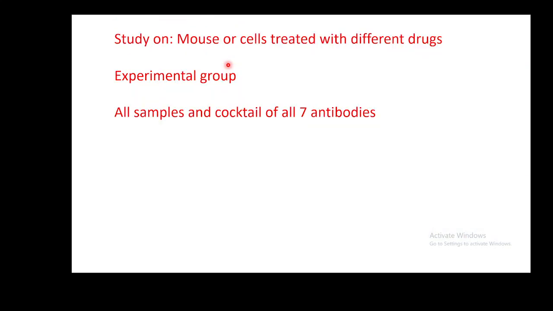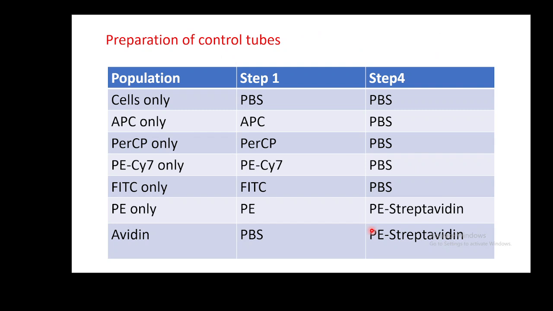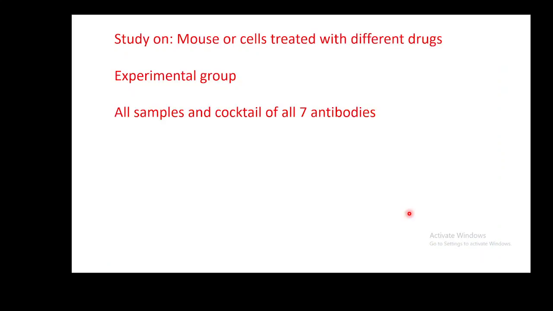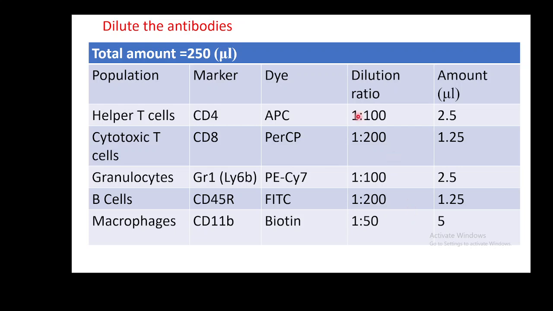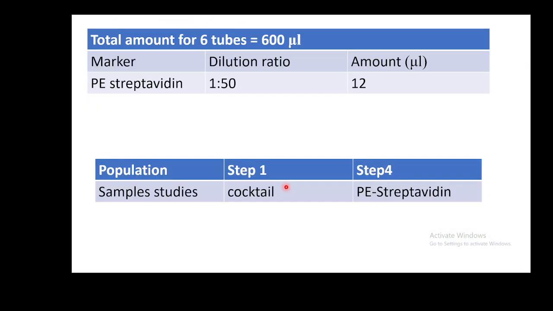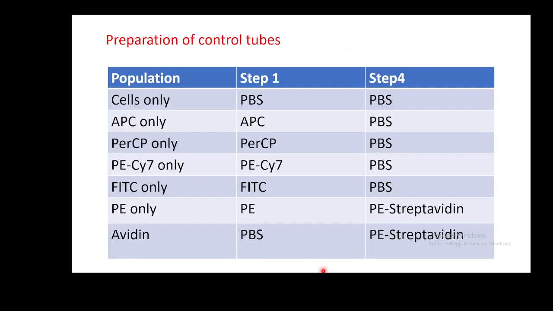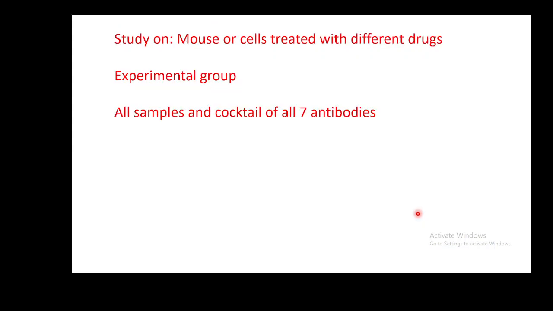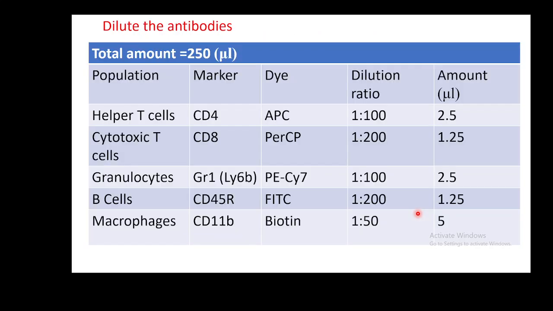But here you can see you need to make the antibody cocktail for streptavidin also. So you need to make the antibody cocktail for the streptavidin as well, because biotin is separate. You can't mix it with these dyes. So for the streptavidin, suppose you have 4 mice and there will be 2 controls here. You can see here, this is the PE streptavidin. For biotin you need to add the streptavidin, so that is why we are making the streptavidin cocktail.